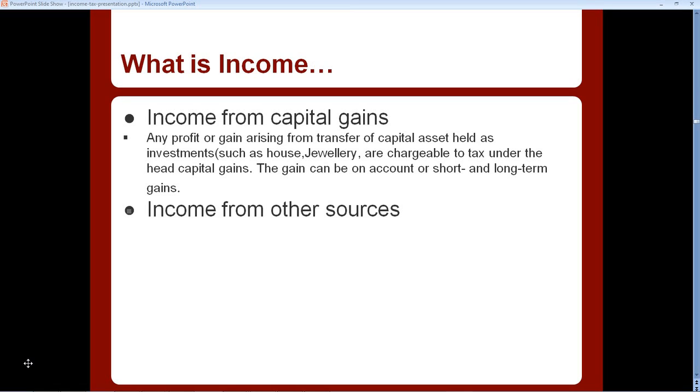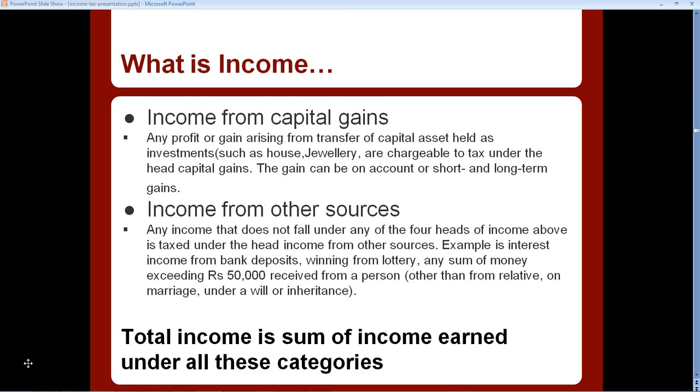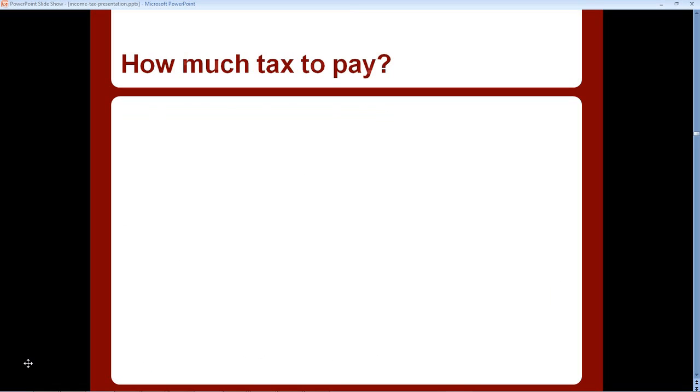And the income which does not fall in any of the above categories comes under income from other sources. Examples are the interest income from bank deposits, winnings from lottery, any sum of money that you have received as a gift of more than 50,000, other than from a relative or on marriage or by will and inheritance. Total income that is chargeable for income tax is the sum of all the income under these categories.